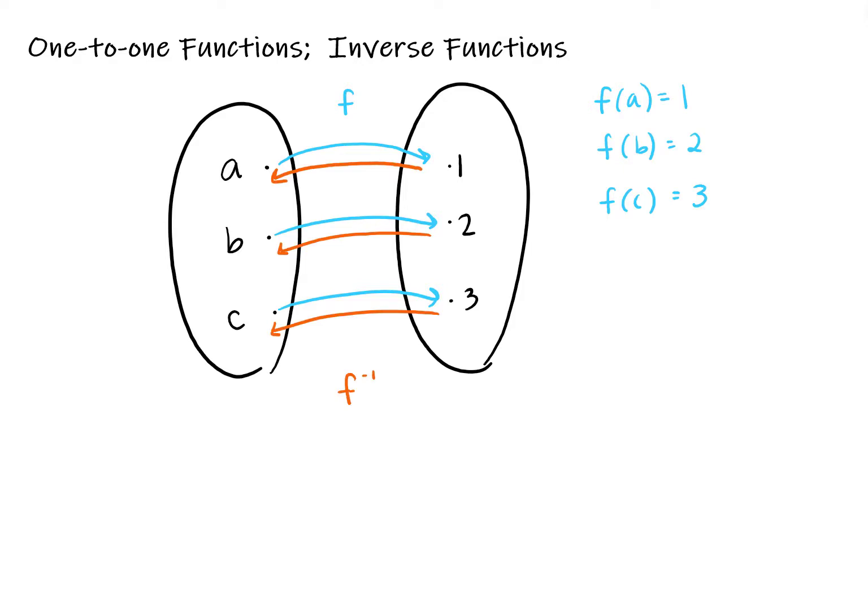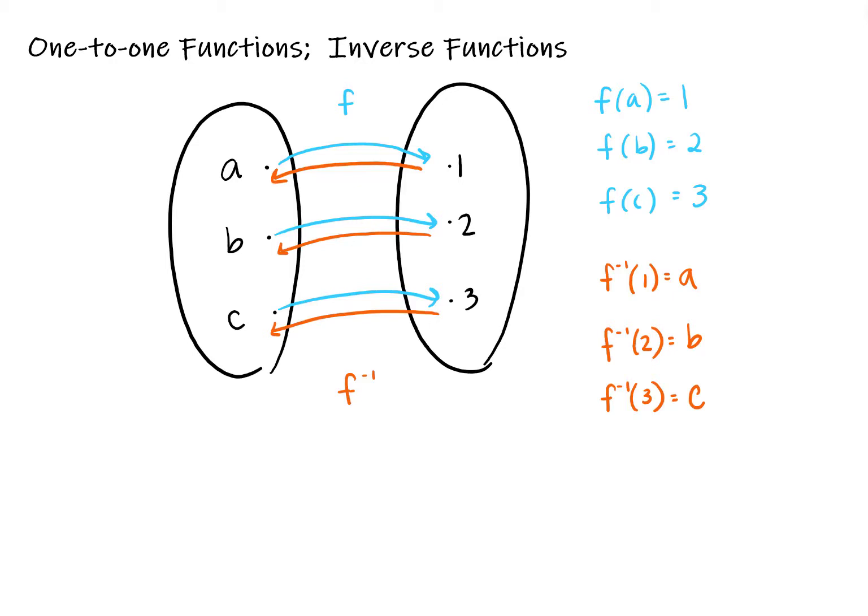That is, the 1, 2, and 3 now become our inputs, and the a, b, and c become our outputs. We would write the inverse function as f to the, it looks like a power of -1. It's not a power, but that's f inverse. And so we say f inverse of 1 would be a, because that's where f of a is 1. And so the reverse would be true. F inverse of 2 is b, and f inverse of 3 is c.